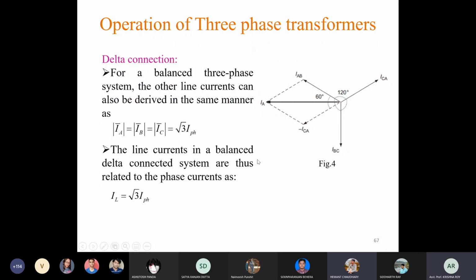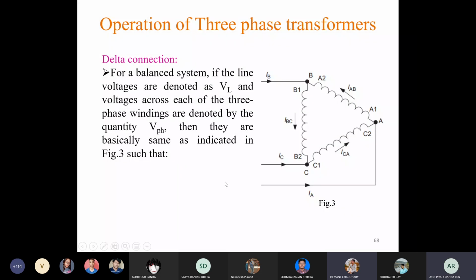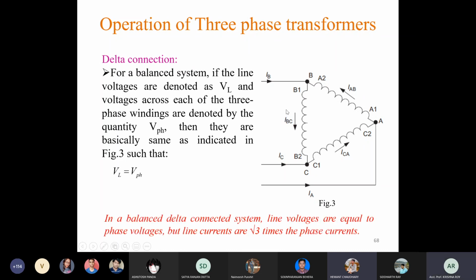So IL equals √3 I phase, and VL equals V phase for delta connection. So we can conclude that in a balanced delta connected system, line voltages are equal to phase voltages, but the line currents are √3 times the phase currents. So these are well known to you.